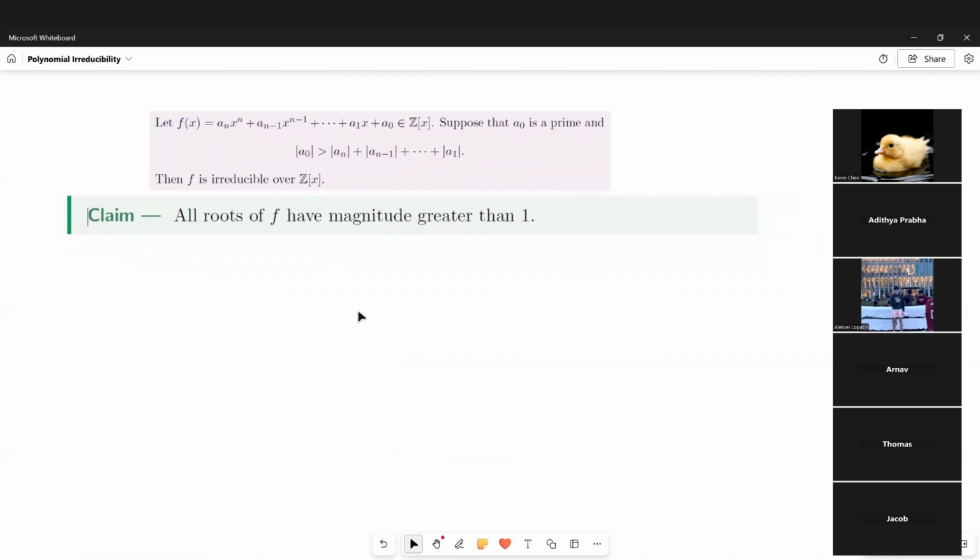All right, so if we want to prove this claim, we use contradiction again. So if we assume that the roots of f are z1, z2, all the way to zn. And so if we want to prove that all these roots have magnitude greater than 1, it's kind of hard to prove that if we want to directly use all these roots. So we do this by contradiction.